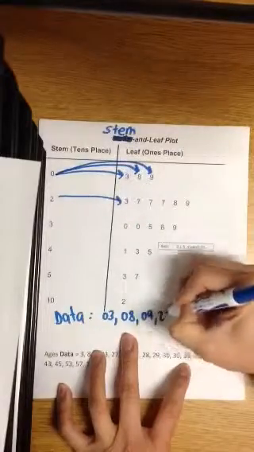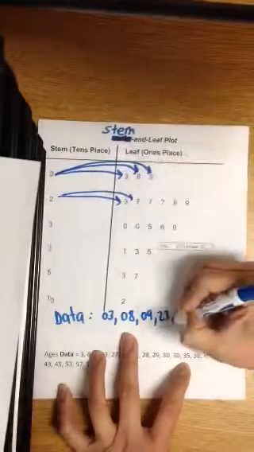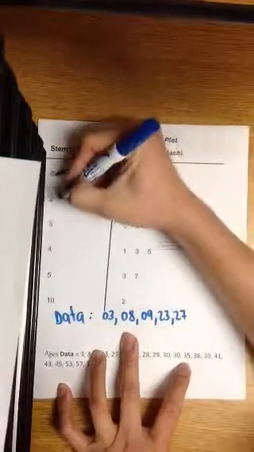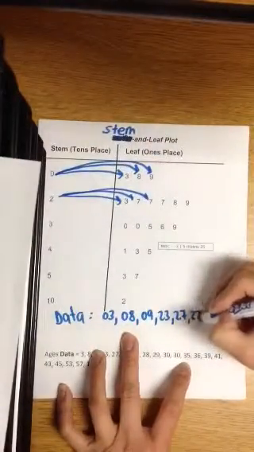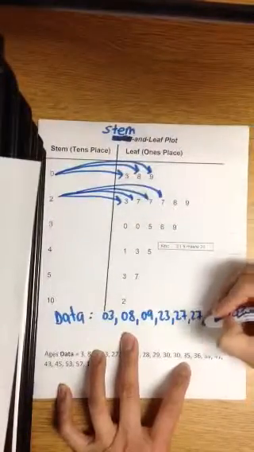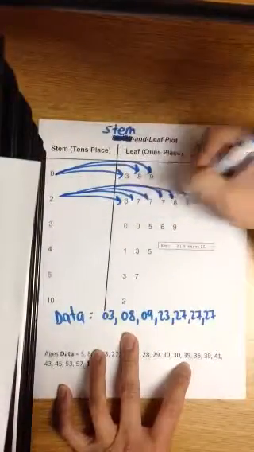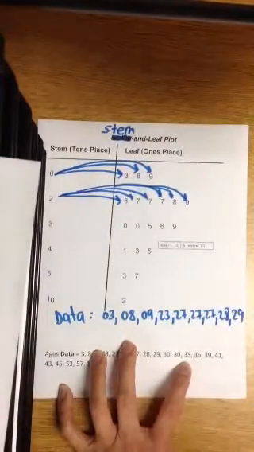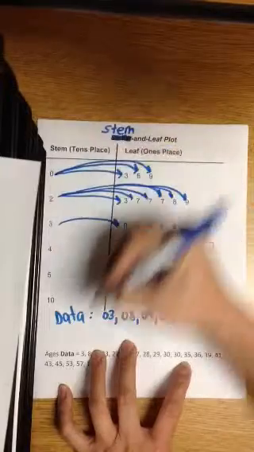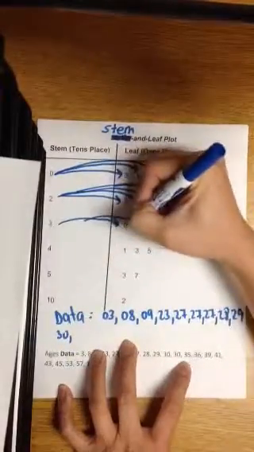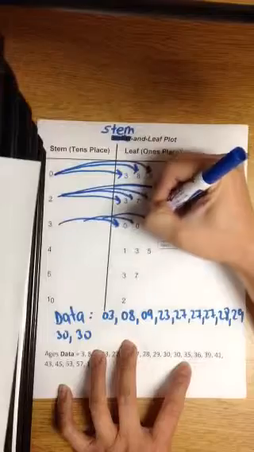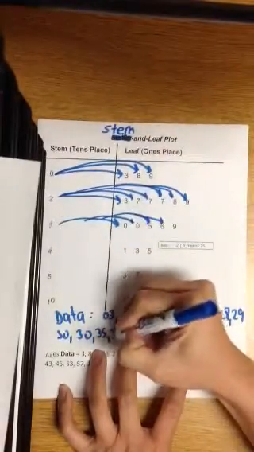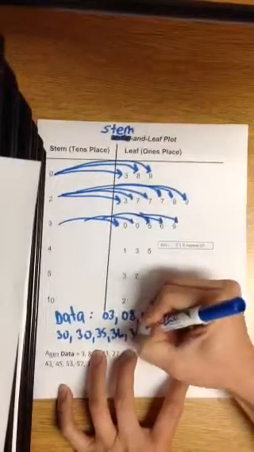2 and 3 is 23, 27. So you're meshing the tens place with the ones place. You have another 27-year-old, another 27-year-old. You have a 28-year-old, and you have a 29. Let's go to the 30-year-olds. You have a 30-year-old, another 30-year-old. You mesh the 3 and a 5, so that's a 35-year-old, 36, and 39.